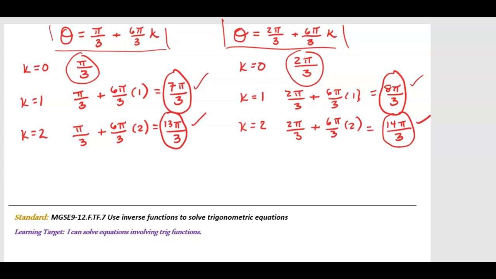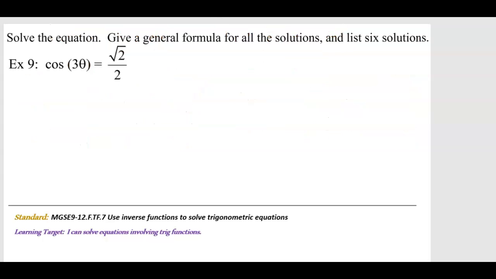All right, one more example. Same directions as the last problem. Build a general formula, or general rules, so that you can find all solutions, and then list 6 specific solutions. Now, if this were cosine of theta, it would be pretty quick and easy like the last problem, but we see cosine of 3 theta.